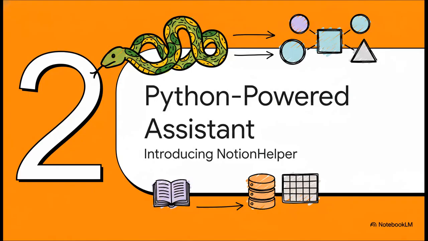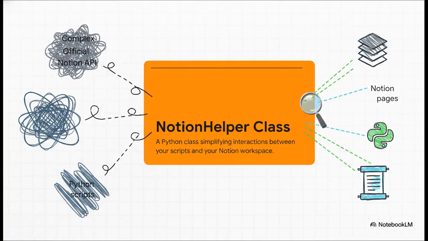So, how do we smash through that bottleneck? Well, it's time to meet the hero of our story, a Python-powered assistant designed to completely wipe out this manual work. We're talking about a custom NotionHelper class. So what is this thing? You can think of the NotionHelper class as your personal API translator. Look, the official Notion API is super powerful, but it can get a little complicated. This class just wraps up all that messy stuff into simple, easy-to-use functions, making it a breeze for your Python scripts to talk to your Notion pages.